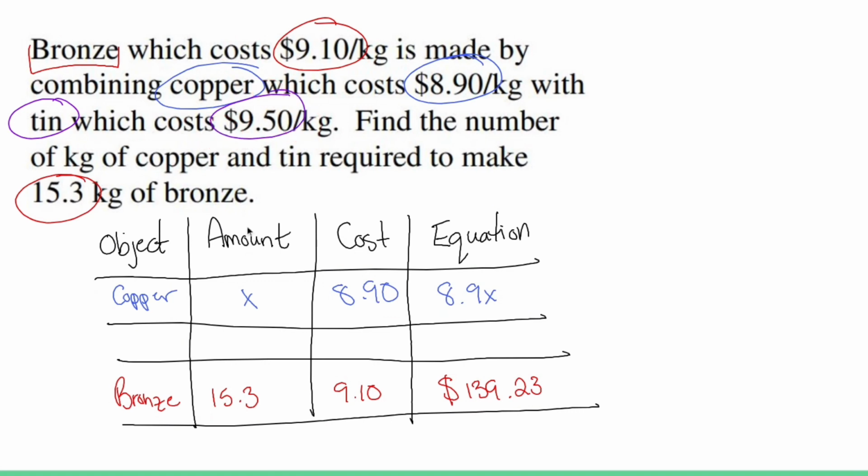Tin costs 9.5. So the cost for this is $9.50. That's tin. And do we know the amount? No. So this is where we have to be a little clever here. I don't know the amount of copper. I don't know the amount of tin. But what I do know is that the total amount is 15.3.